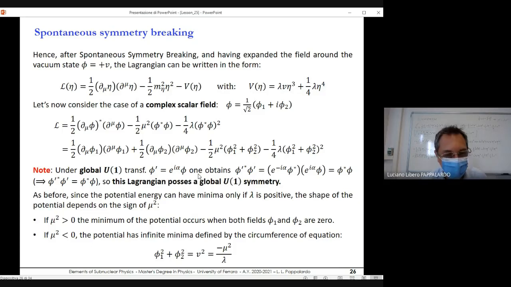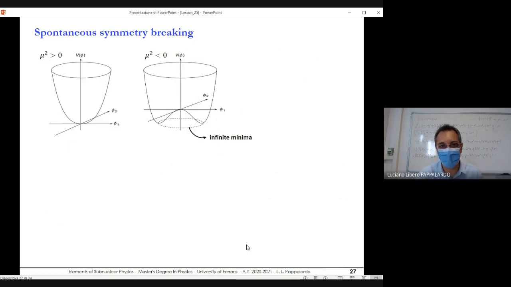Now, as we did before for the simple case of a real field, let's look for the minimum of this potential. Again, we can make two different choices: either mu squared positive, and so the minimum of the potential occurs where both phi 1 and phi 2 are zero, or the other solution, mu squared negative. In this case, the potential has infinite minima, which lie on the circumference with this equation here. And this you can visualize already here.